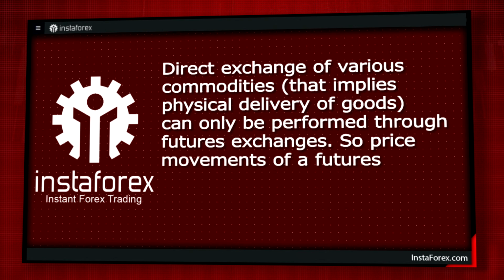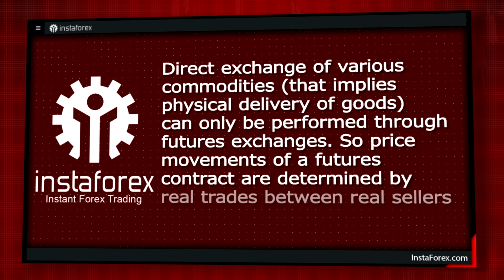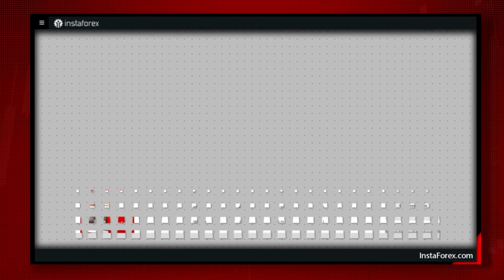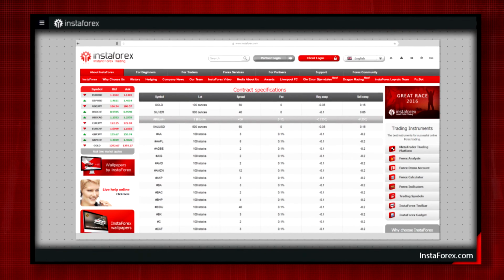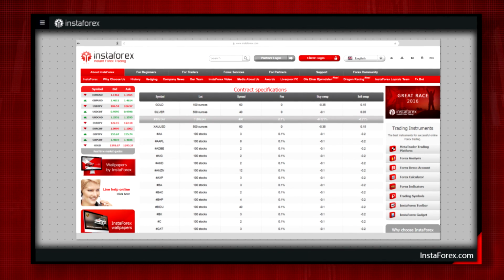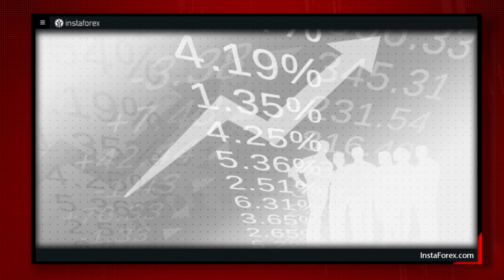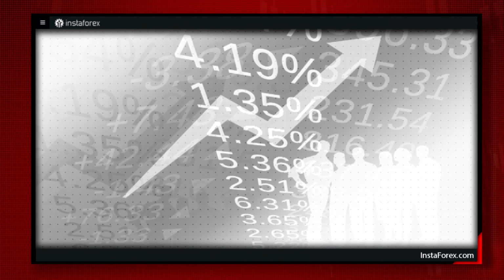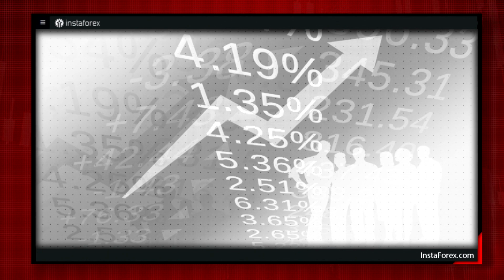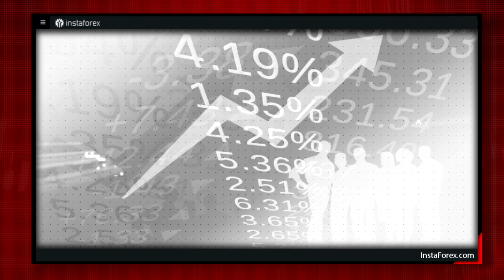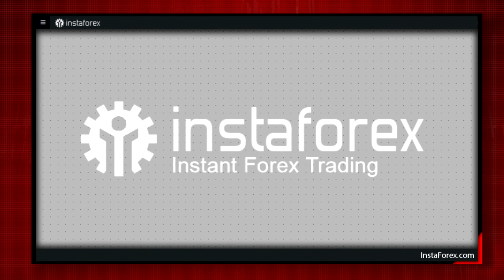So price movements of a futures contract are determined by real trades between real sellers and buyers. Specifications for every futures contract are standardized and the prices mean the same thing to everyone on the market. Over the recent few years, many Forex brokers have also introduced brokerage services for market participants trading in futures. Forex traders cannot influence the price of a futures contract in any way. All they can do is to accept the quote set by the market and speculate on price differences.